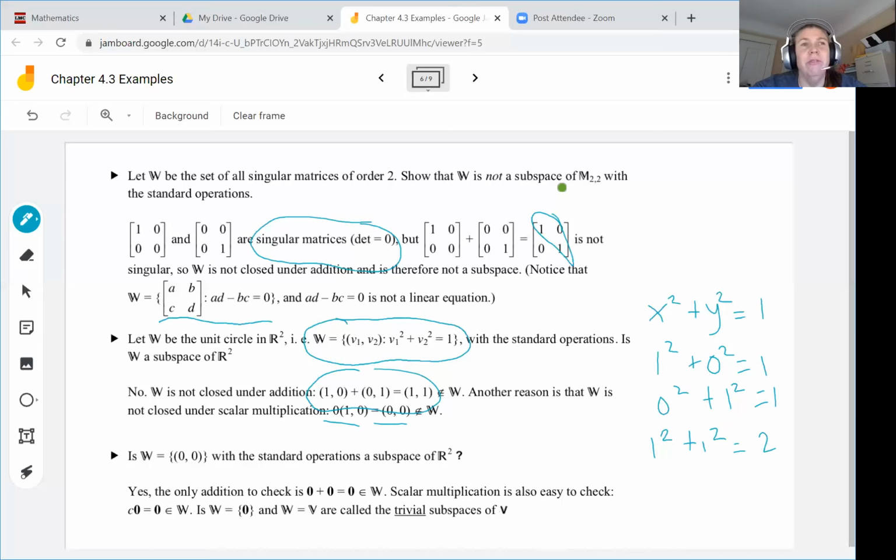The other trivial subspace is if W is all of V. So we say there are two trivial subspaces: the 0 vector, and then the subspace that is actually just the same space. So if I said W equals R2, you already know R2 is a vector space. So of course it's trivially a subspace.